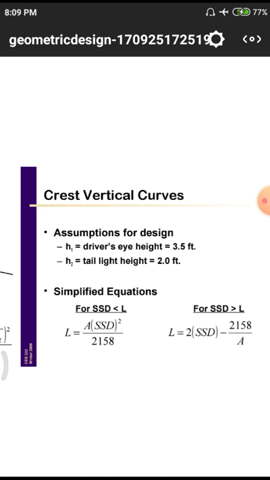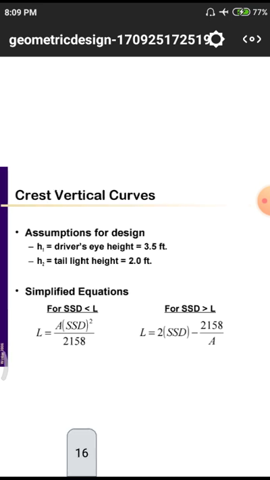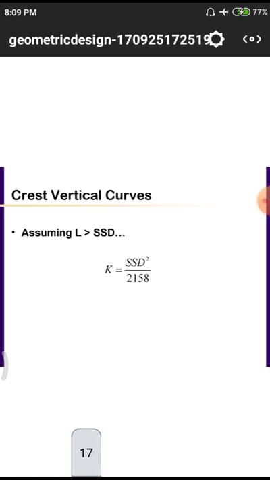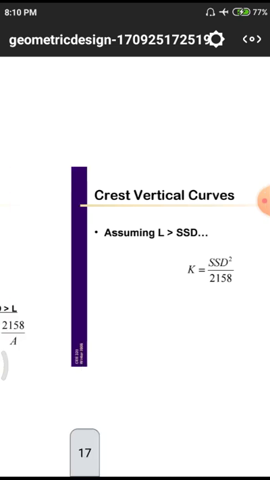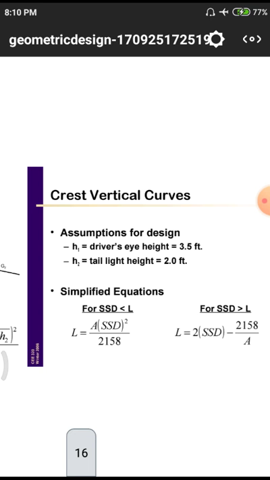But in case of less than L, means first of all we are having less than L, after that we are having greater than L, means L equal to 2 into SSD minus 2158 by A. This is the formula for designing of these crest vertical curves, where K equal to SSD square by 2158. Previously also we are having SSD square by 2158. Simply they are taking A as a particular constant value.